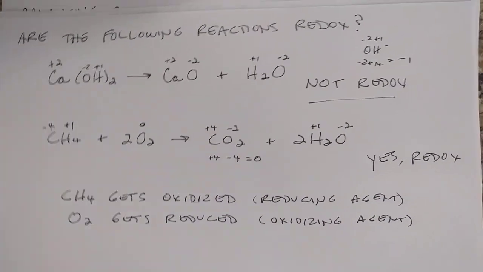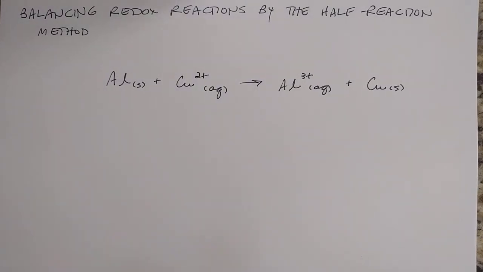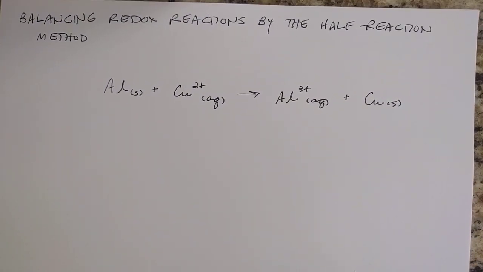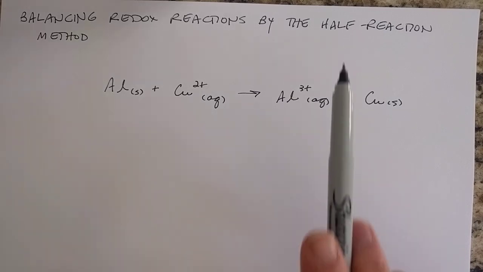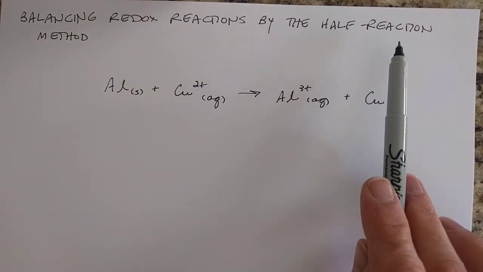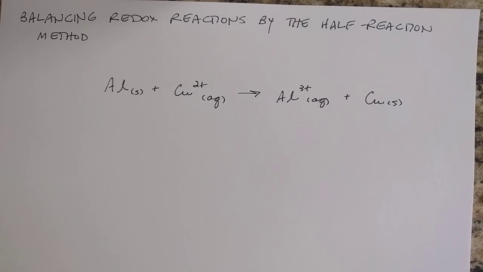All right, so you must have a change in oxidation state for a redox reaction. And now we're going to go on to balancing redox reactions. There are different methods. There's the oxidation number method, but for electrochemistry, we want to use the half reaction method. That's going to be really important, and you'll see why when we do electrochemistry.